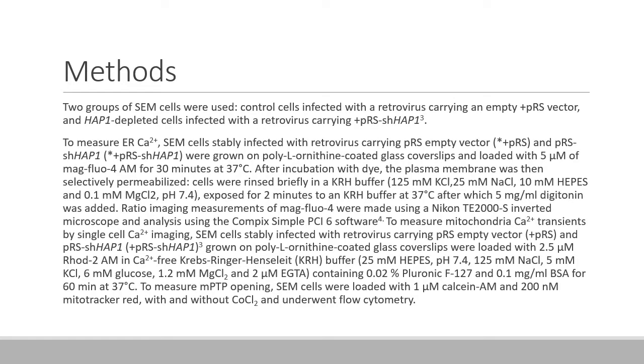Just to briefly summarize the methods, two groups of SEM cells were used in this project: control cells infected with an empty pRS vector, and HAP1 depleted cells infected with a retrovirus carrying pRS-shHAP1. ER calcium and mitochondrial calcium transients were measured through single-cell imaging, and MPTP opening was measured using flow cytometry.